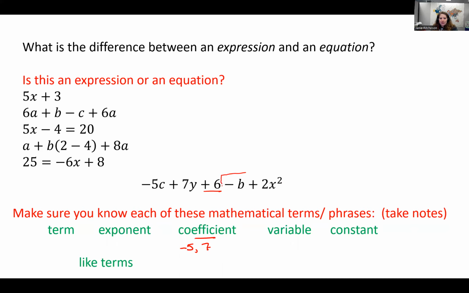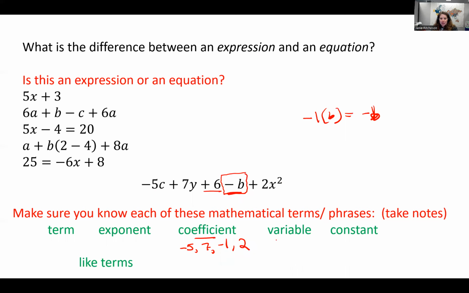Look at this one, however. What is the coefficient of b? Well, the only thing I can multiply b by to get negative b is negative 1. Negative 1 times b equals negative b. Negative 1b or just negative b. So the coefficient of this term is negative 1. And then the coefficient of the last term is positive 2.